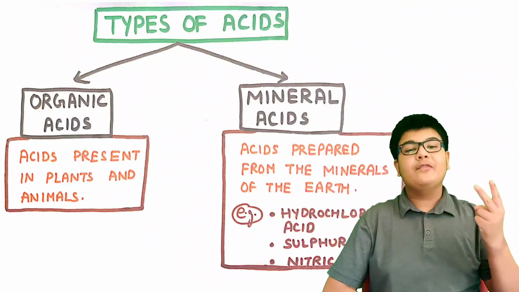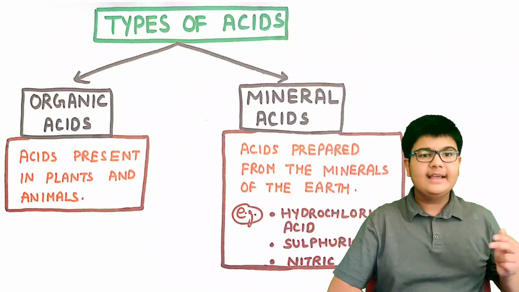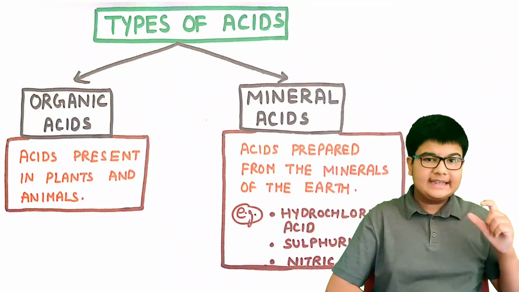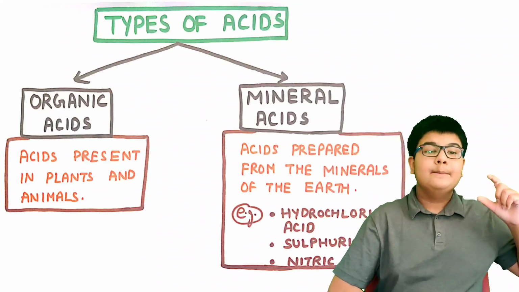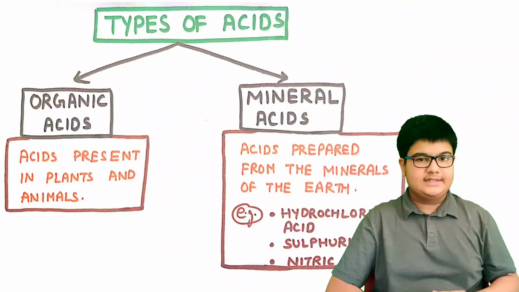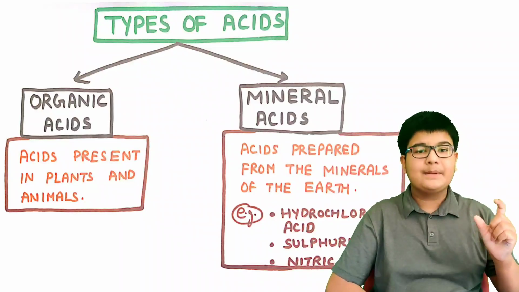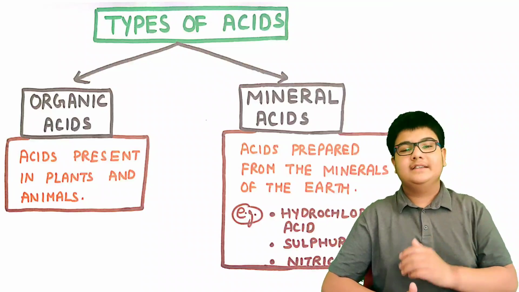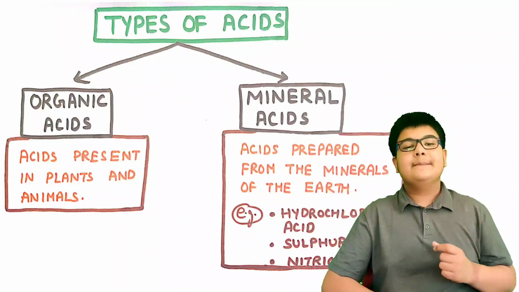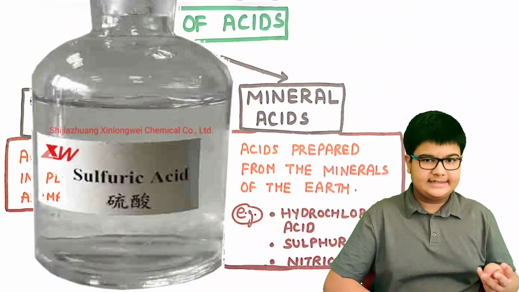There are two types of acids based on the source from which they are obtained, and they are organic acids and mineral acids. Organic acids are the acids present in plants and animals. So they are obtained from plant and animal sources. While mineral acids are prepared from the minerals present in the earth. Now let's see their examples. For mineral acids, the examples are hydrochloric acid, sulfuric acid and nitric acid, etc.